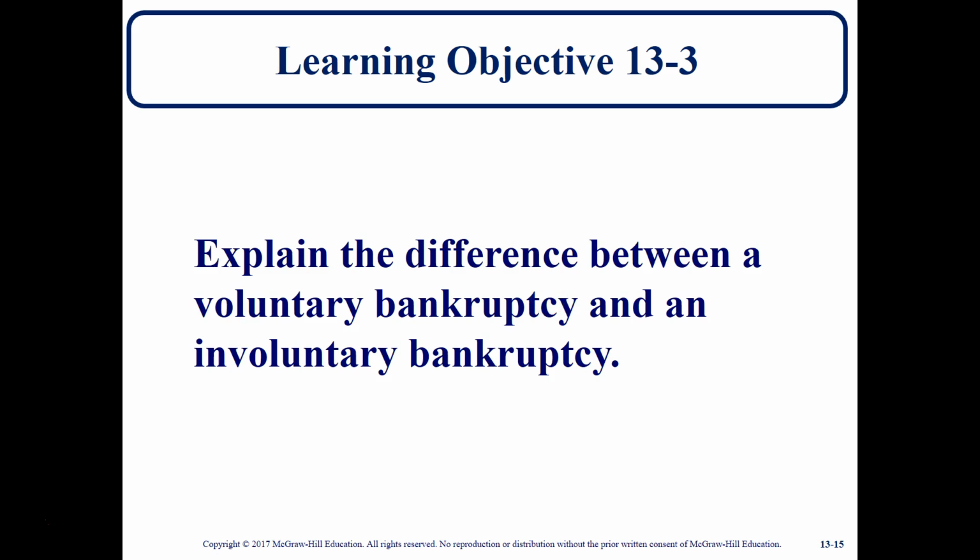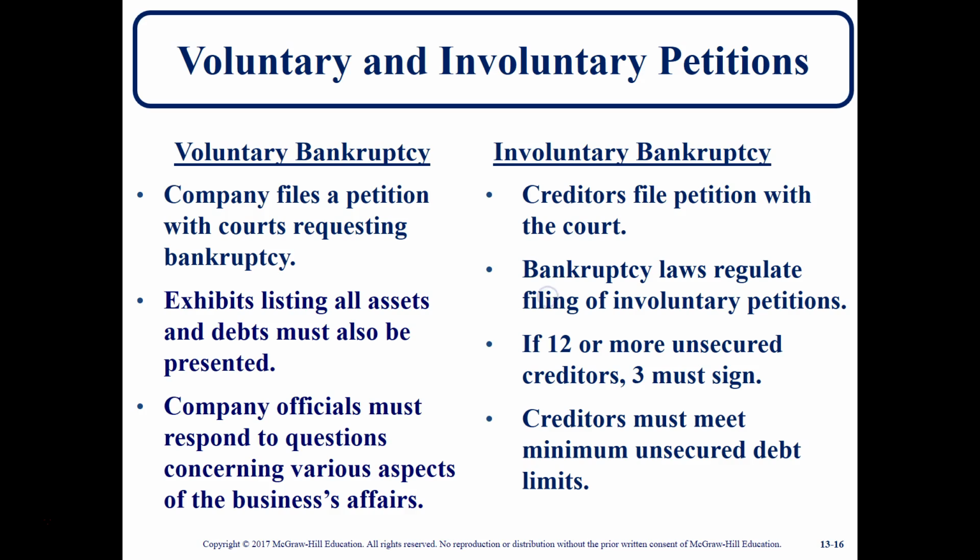Let's talk about the differences now between voluntary and involuntary bankruptcy. A voluntary bankruptcy is when the company goes to the court. They go themselves, they request the bankruptcy. The exhibits listing all assets and debt must be presented, and company officials must respond to questions concerning various aspects of the business's affairs. In an involuntary bankruptcy, creditors file a petition with the court.